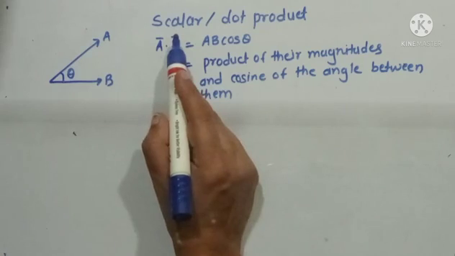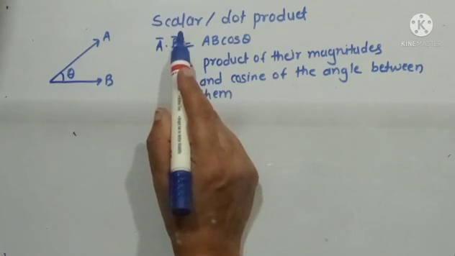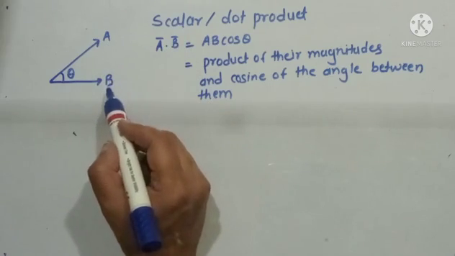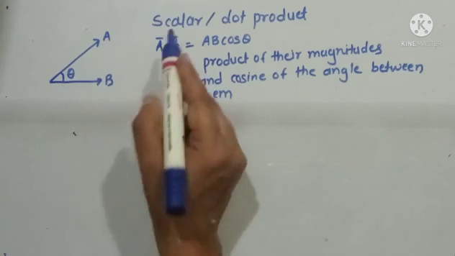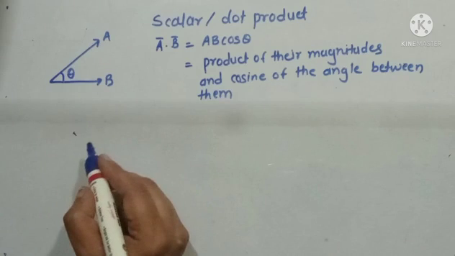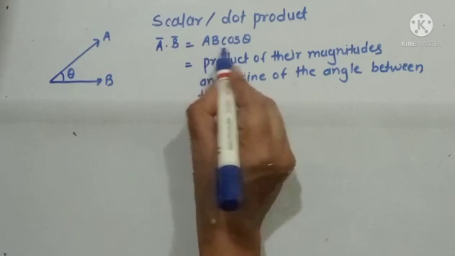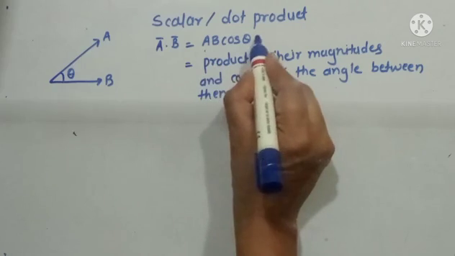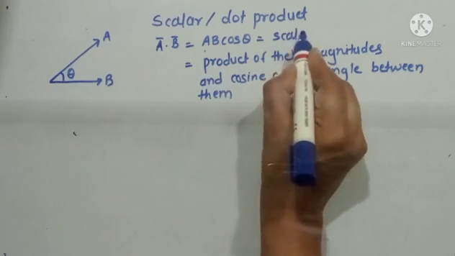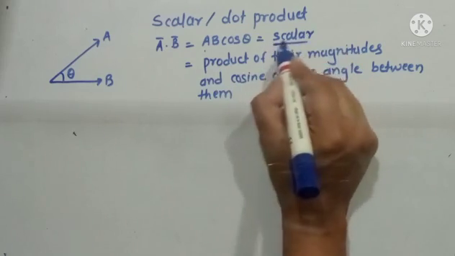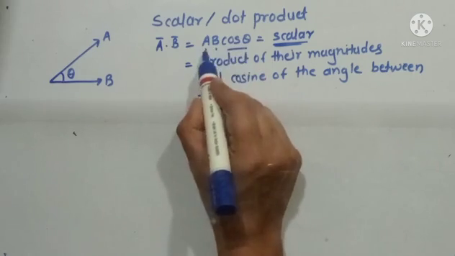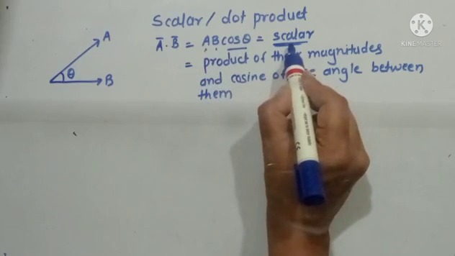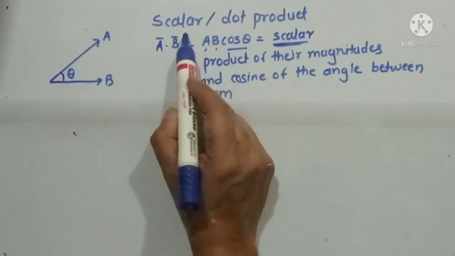The scalar product has a lot of applications in physics. There are many vector quantities whose product is a scalar quantity. You can see that this quantity is a scalar quantity. This is just a magnitude, this is a magnitude, and this will also be some number. So the total answer will be a scalar quantity. That's why it is called a scalar product.